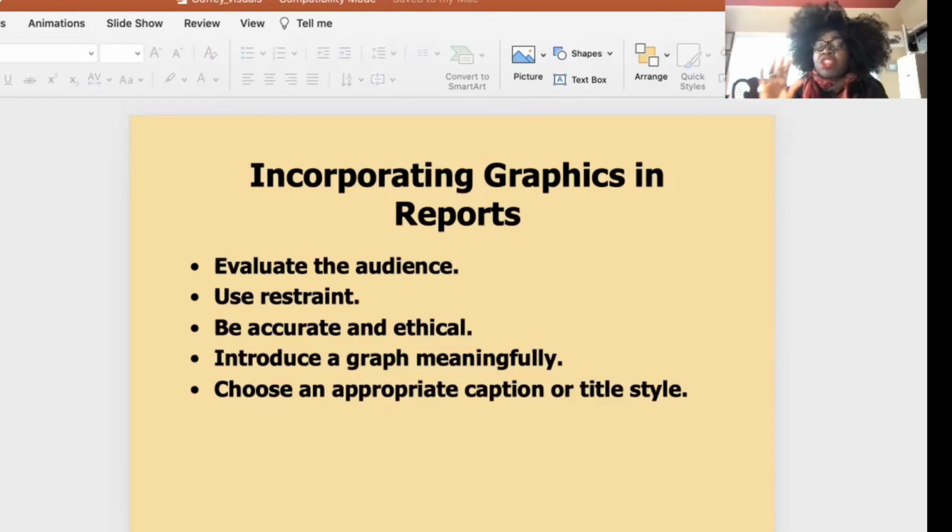You also need to use restraint. Don't just put visuals in and overdo it. So use restraint. It also must be accurate and ethical. Not because you want to prove a point means you're just going to throw in something that doesn't quite represent what you're saying, but you're hoping. Because you never ever want it to be said that you're not ethical. You never want that said.